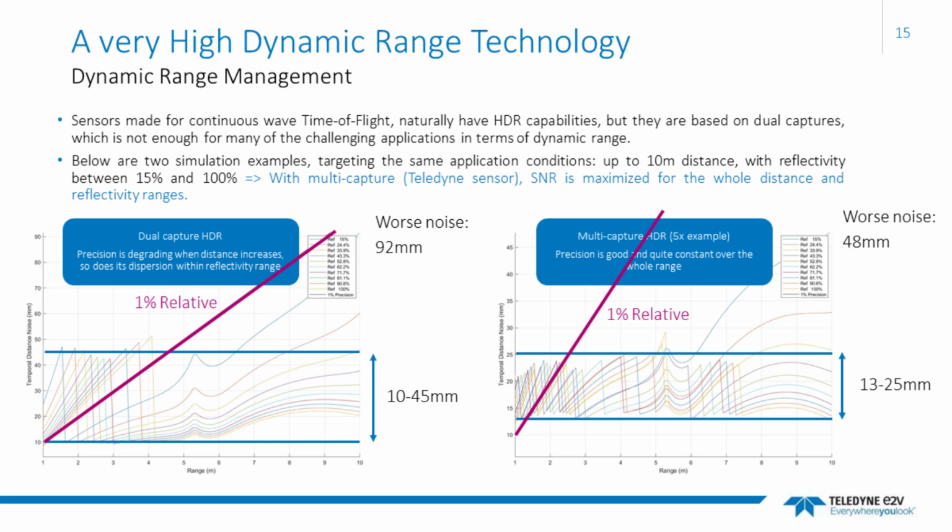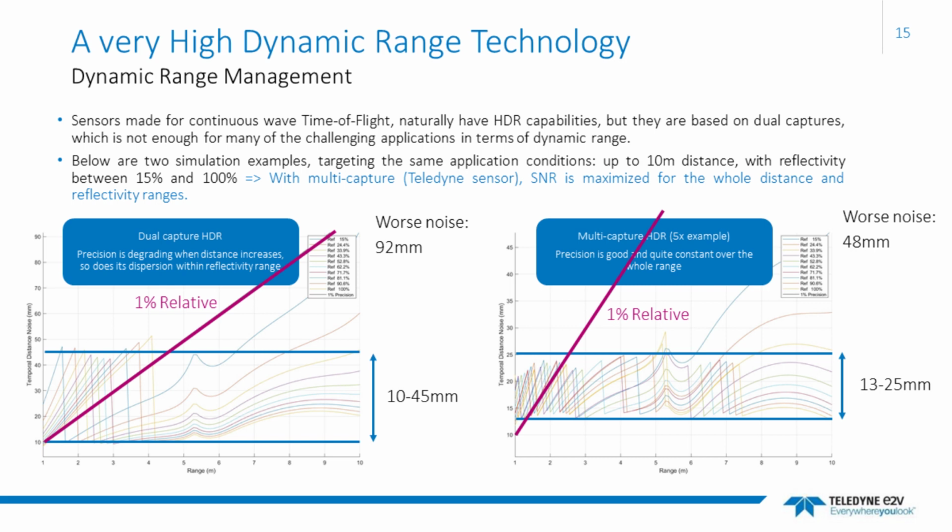Sensors made for continuous wave time of flight, of course, have HDR capabilities, but they are normally based on dual capture, which is not enough for many of the challenging applications in terms of dynamic range. You can see below 2 simulation examples with the objective to compare dual capture with multi-capture, targeting the same applications condition, up to 10 meter distance with reflectivity between 15 and 100%.